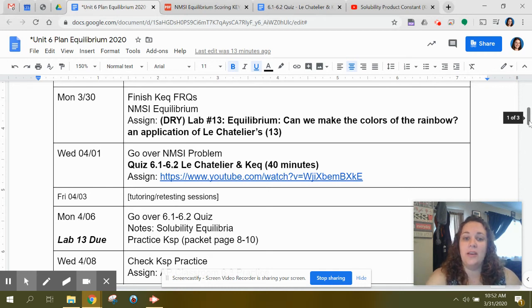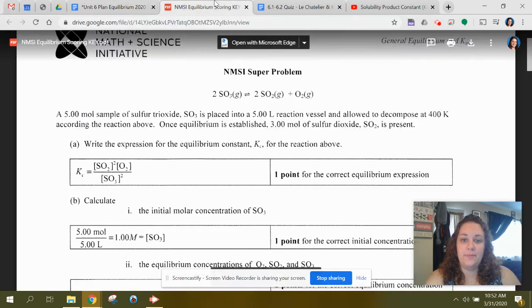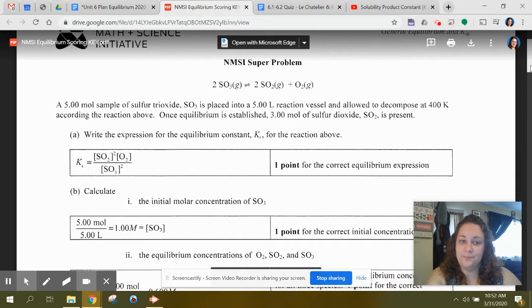I want to go through that NMSI super problem over equilibrium. So if you haven't worked it yet, pause the video and go work that problem. In this problem, you have 5 moles of sulfur trioxide that are placed in a 5-liter vessel and allowed to decompose at 400 Kelvin according to the equilibrium reaction that's given. Once equilibrium is established, 3 moles of sulfur dioxide are present.